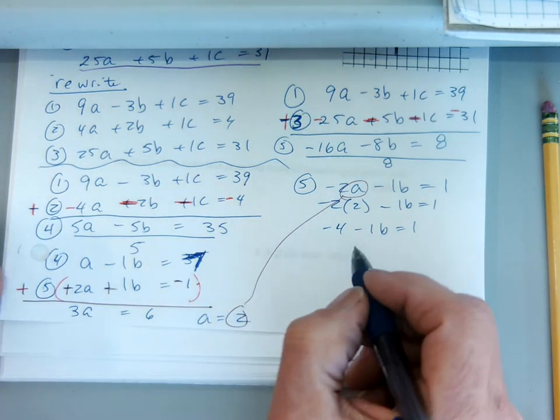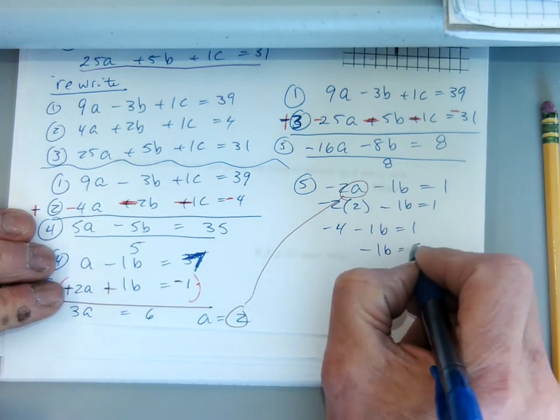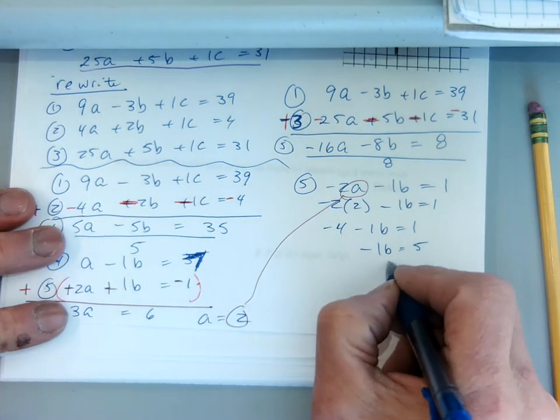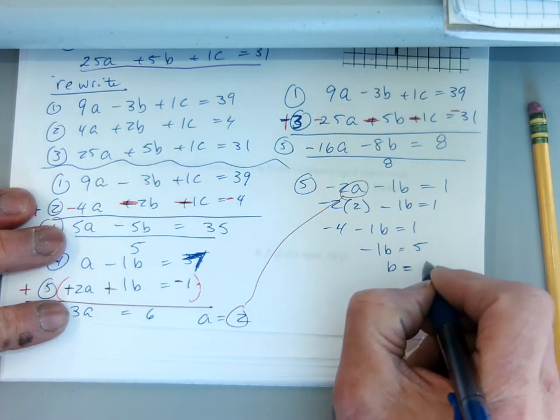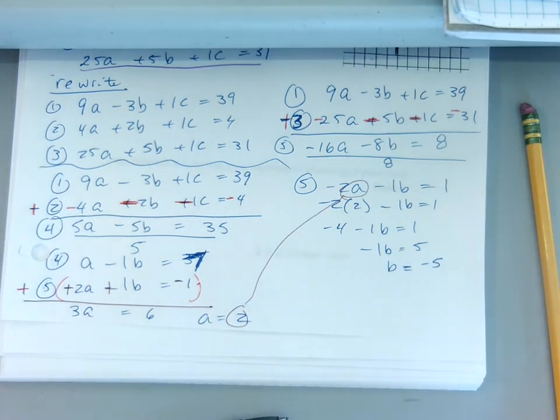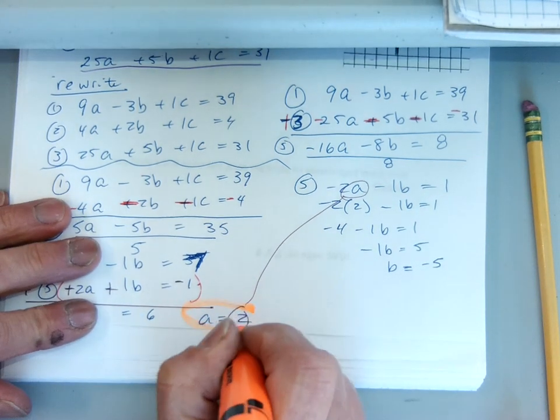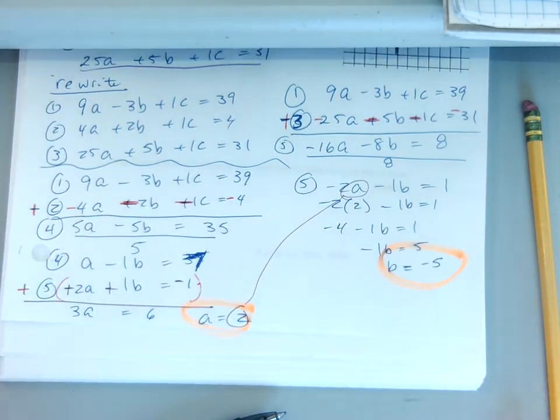I'll go plus 4, negative 1b equals 5, or b is negative 5, right? Okay, now I've got a, I've got b. I'm going to circle that. I've got a, woohoo, I've got b. What am I missing? C.